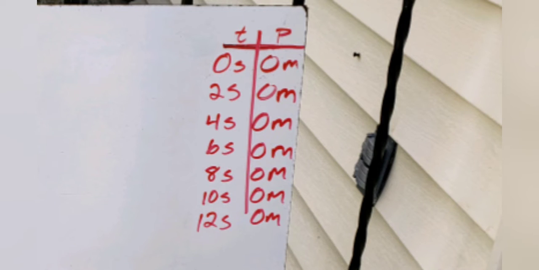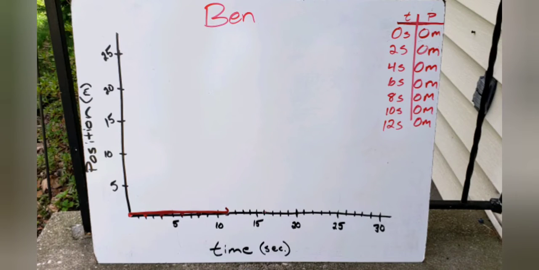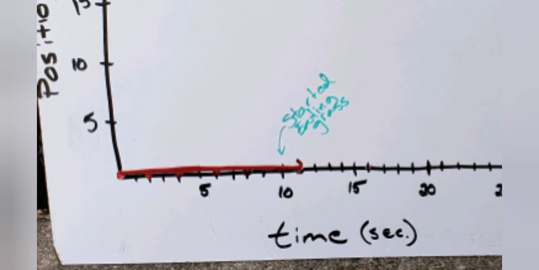You can see Ben's data here. He didn't go anywhere. So graphing his data, seeing as how he never crossed the starting line, he doesn't ever have a position change. But time does go on. 12 seconds later, he's still at 0. And here's a closer look at his exciting data.